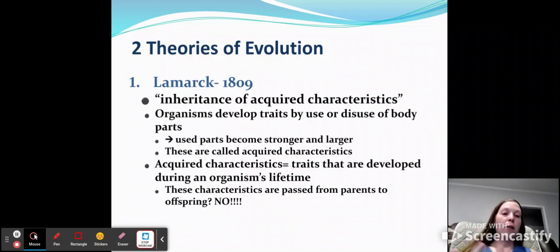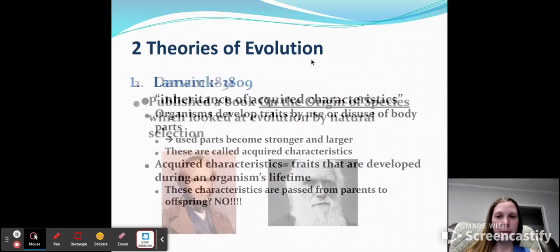No. So, for instance, if I were to get my arm chopped off for some reason, and then I learn to adjust and live without that arm, when I give birth, that does not mean that my children will be born without one arm because I lost an arm and learned to live without it. Okay, so that's what an acquired characteristic is.